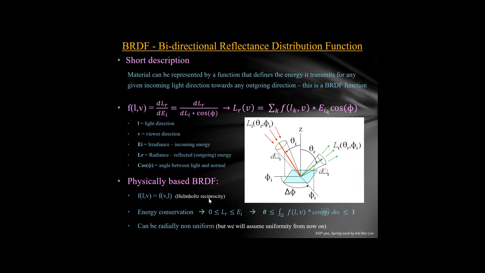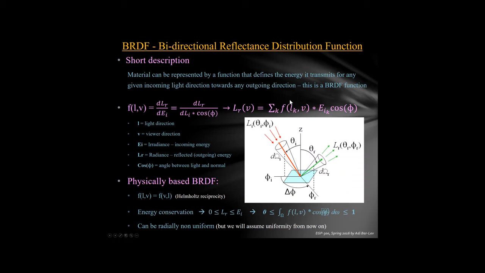Okay, so moving on. Basically, FLV, the function which represents the relation between incoming energy from a direction to an outgoing energy in a certain direction, is simply the ratio as it is here, DLR divided by DLI, but divided by cosine. The division by cosine is quite simple. Again, the same explanation says that the energy that is coming to the surface has a certain angle, and the coverage of the area depends on the cosine. So obviously, this is why the cosine.